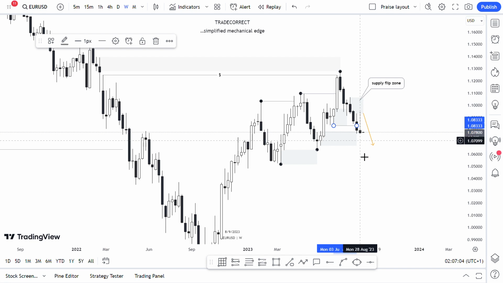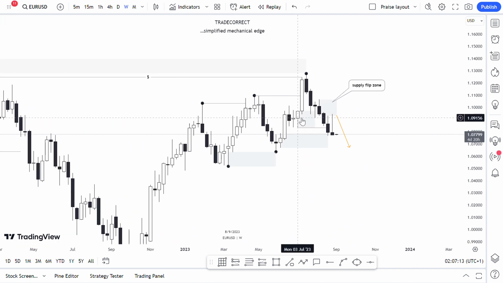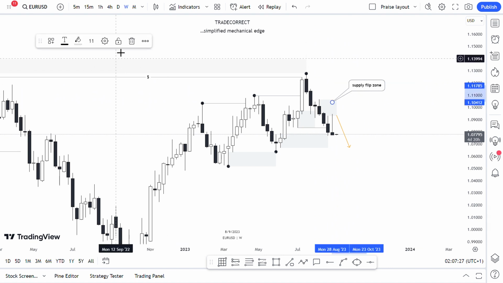Alright, and we talked about this change of character here when this demand was filled, and this demand is a valid demand. Why is it valid? It was the last demand that caused this high to fail, creating a higher high. So ideally, if price was going to create a new higher high, it should do it from here or from here. When this failed, it created a supply flip zone, as indicated here.